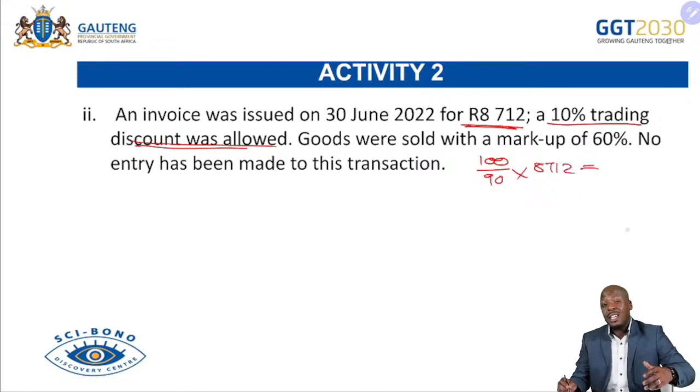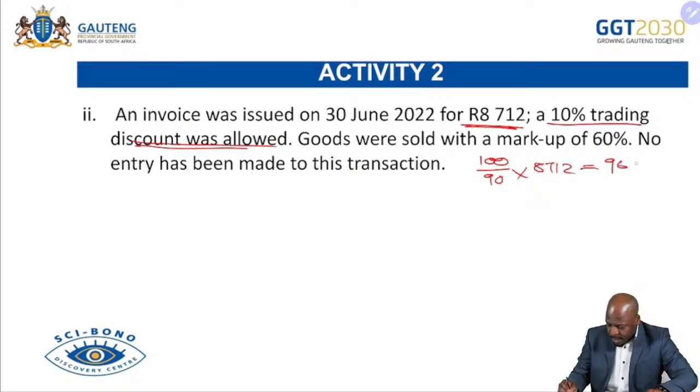How much was it before we allowed the discount? If you do that, how much do you get in your calculator? 9,680. Are we still okay? And then this is what we're supposed to have sold the goods for. All right. Now, we are then told that the goods are marked up at 60%. We want to see how much is the profit in these goods.